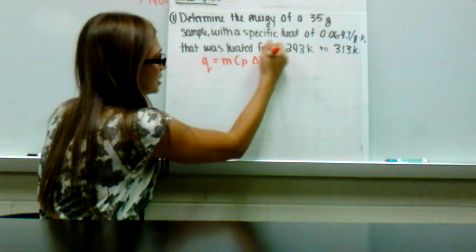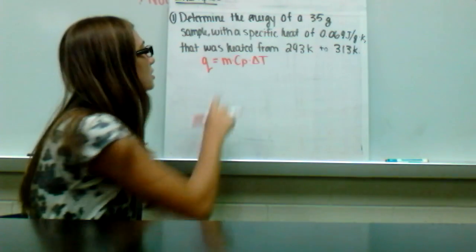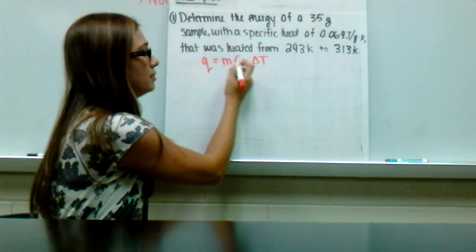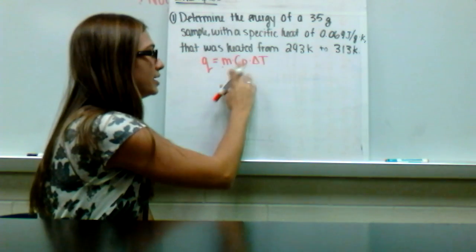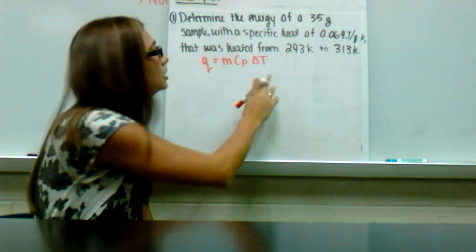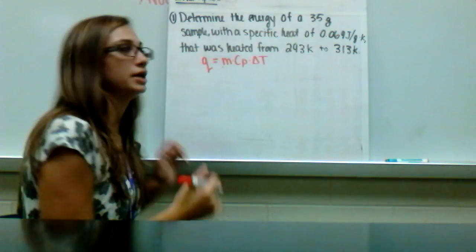mCΔT. The way that I remember this equation is Q is equal to mcat. So Q is equal to m, kind of forget that P is there, C, the triangle kind of looks like an A, and then T. So Q is equal to mcat, if that just helps you remember it quickly.